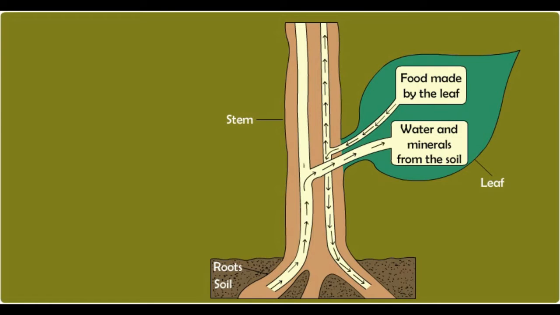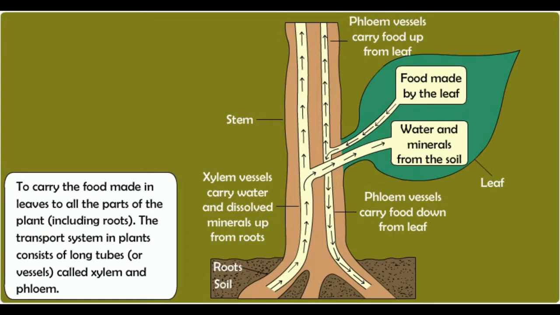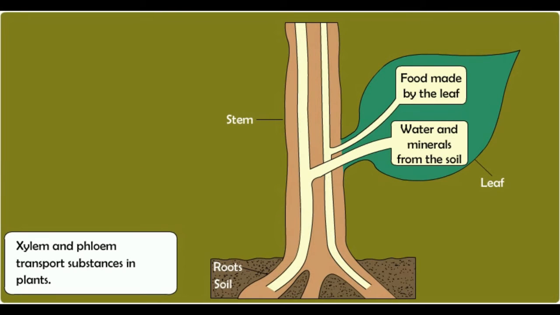Plants need a transport system. 1. To carry water and dissolved minerals absorbed by the roots up to the leaves. 2. To carry the food made in leaves to all the parts of the plant, including roots. The transport system in plants consists of long tubes or vessels called xylem and phloem. Xylem and phloem transport substances in plants.